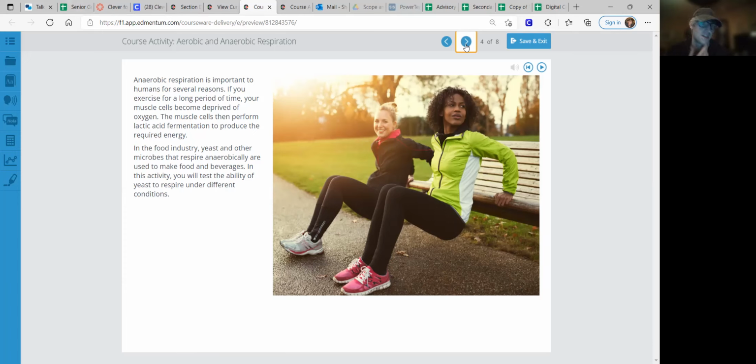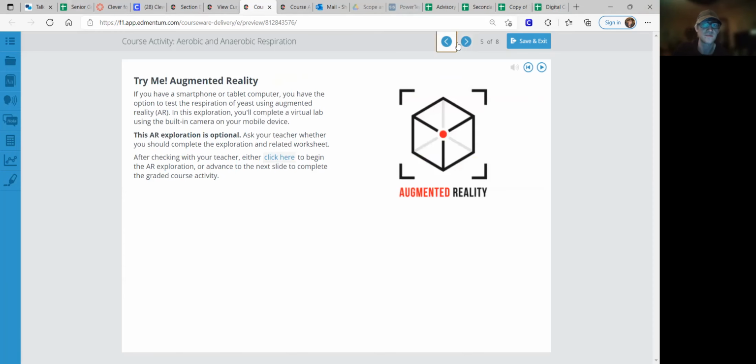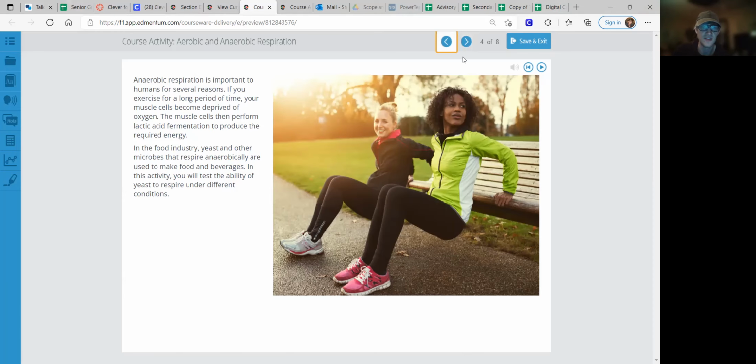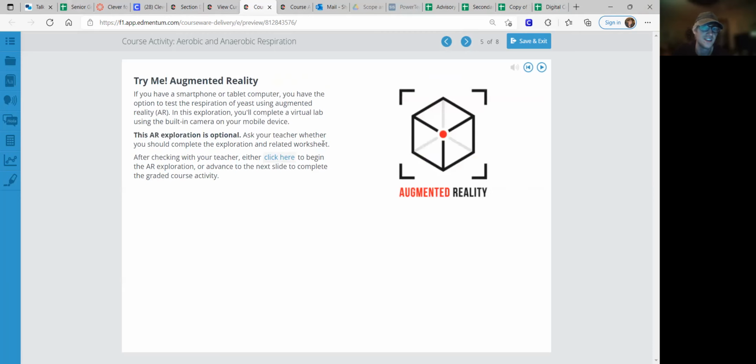In the food industry, yeast and other microbes that respire, means breathe essentially, anaerobically, are used to make food and beverages. In this activity, you will test the ability of yeast to respire under different conditions. And you see here we have two lovely people exercising strenuously.